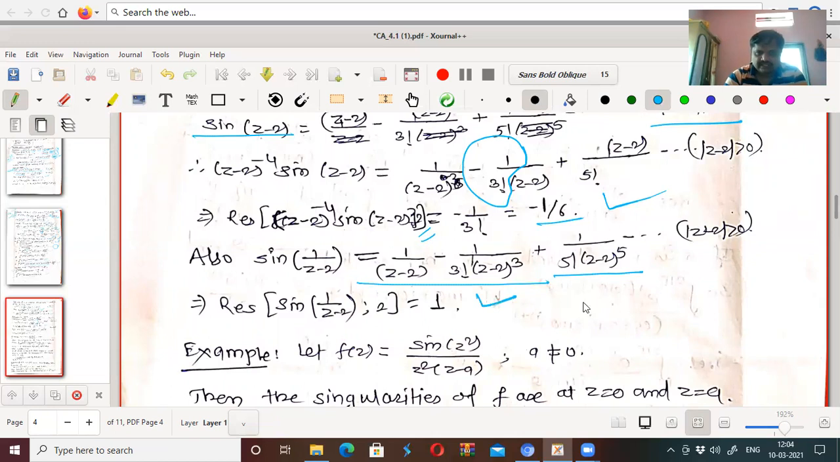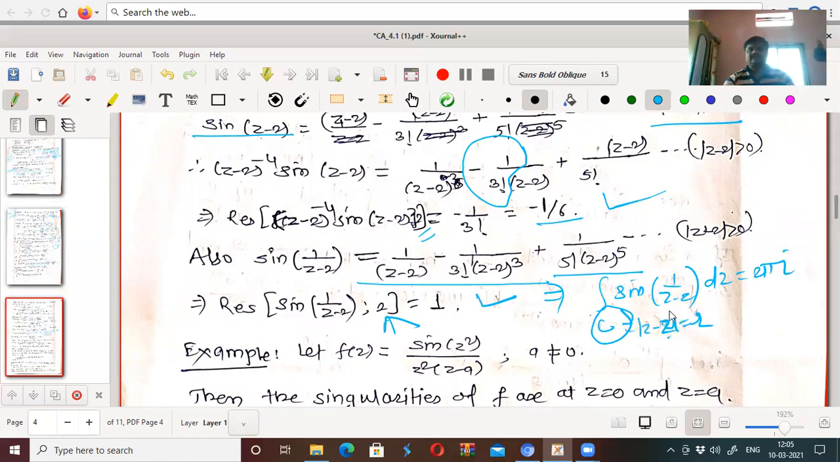Also, we can say that the integral over C of sin of 1 upon (z - 2) with respect to z equals 2 pi i, where C is any circle having center at 2. C is a circle of this type, mod z minus 2 equal to R, having center at 2 and radius some R.